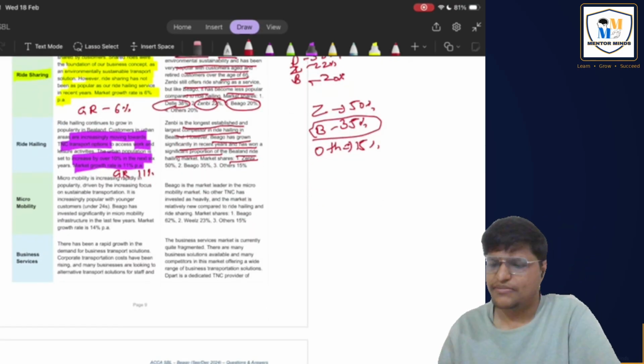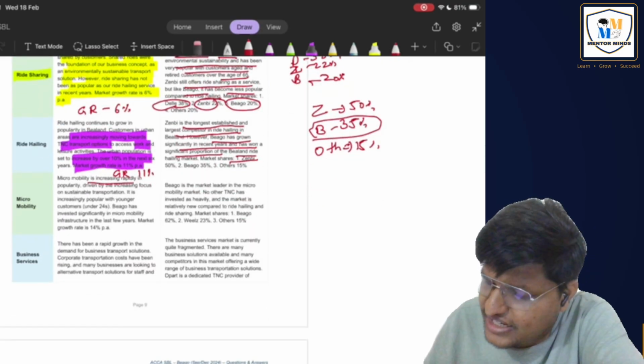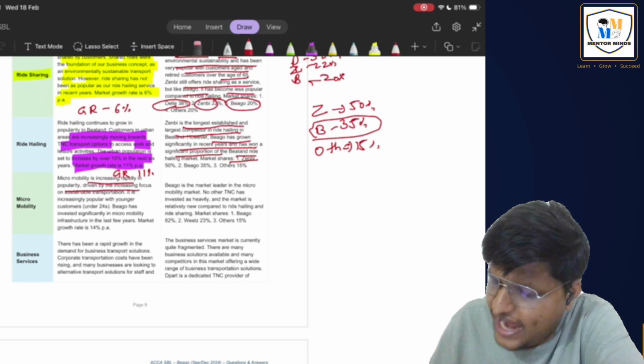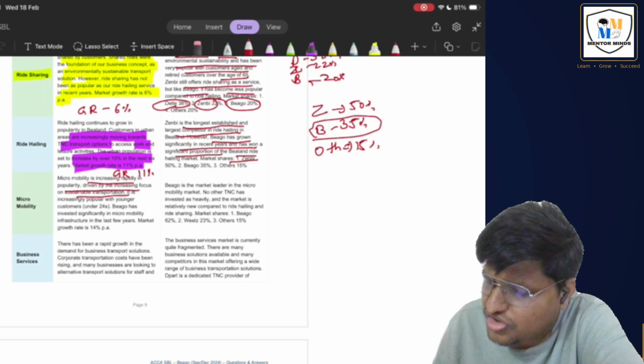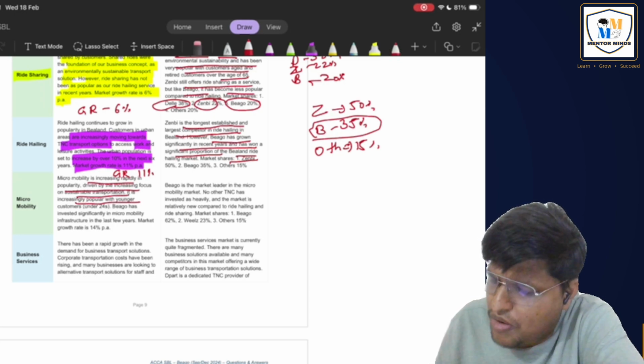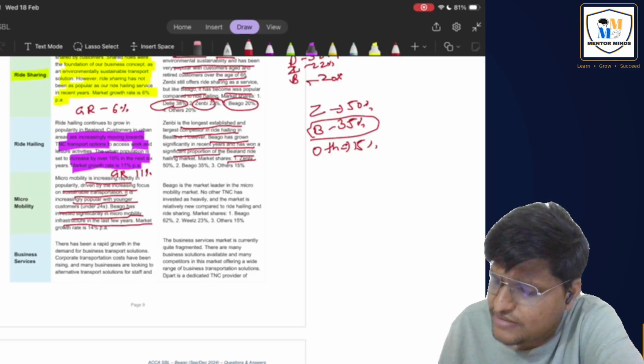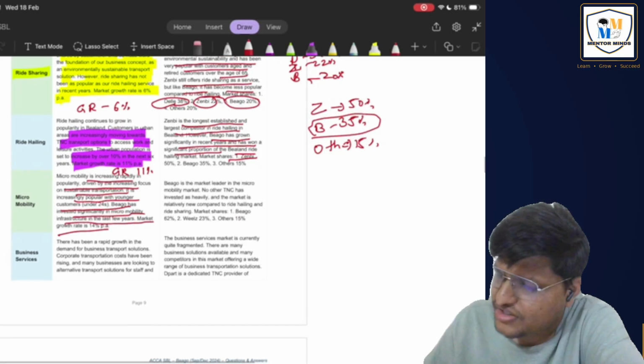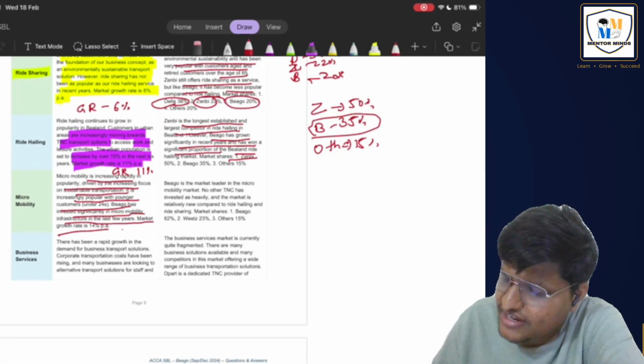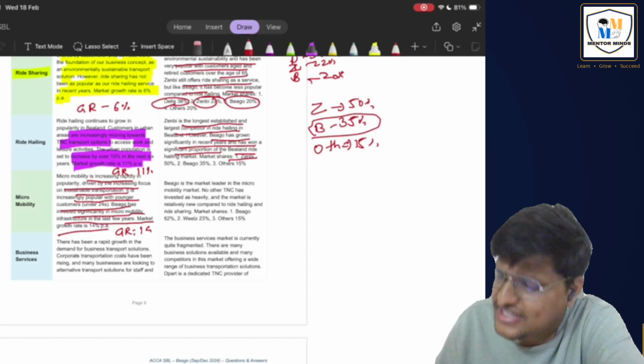Now the third exhibit. Micromobility is increasing rapidly in popularity, driven by the increasing focus on sustainability. It has become increasingly popular with younger customers. Biago has invested significantly in micromobility infrastructure in the last few years. Market growth rate is 14%. So now you need to understand here the growth. This is a growing business, guys.